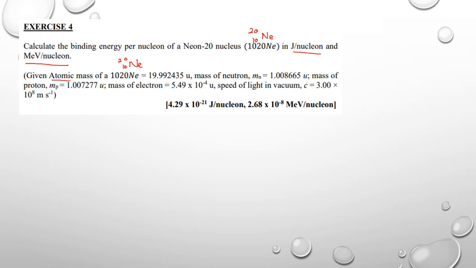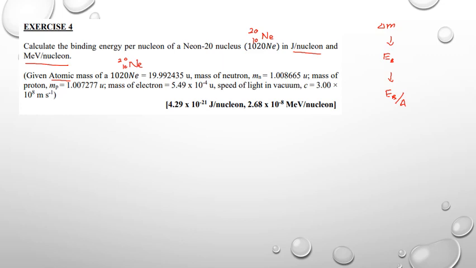When it comes to this topic, the rule is very simple. You always start from delta M, and then you calculate EB. If the question wants binding energy per nucleon, then once you have EB, you calculate EB over A. So that is the flow. You have to start from delta M. So how do we calculate the mass defect?